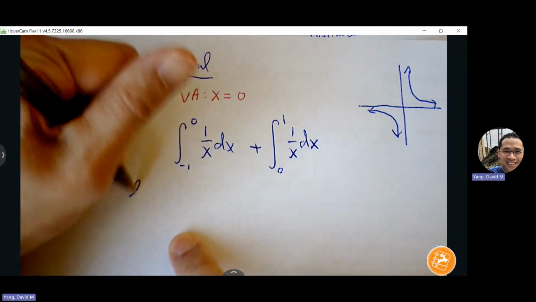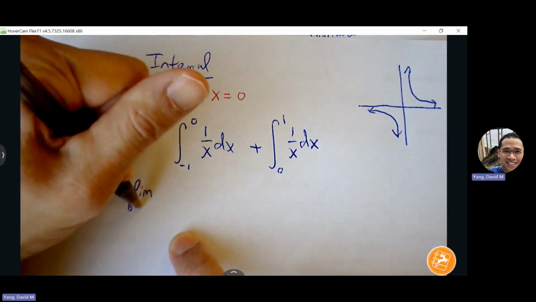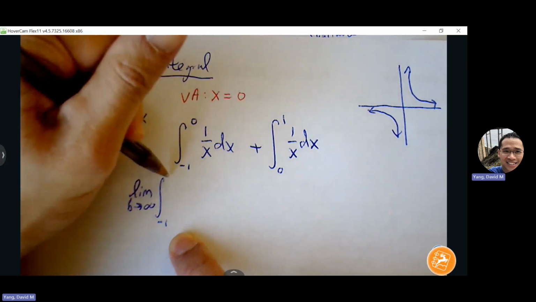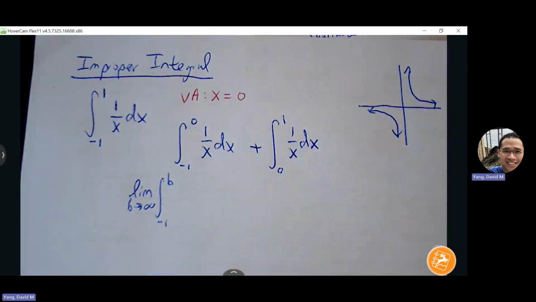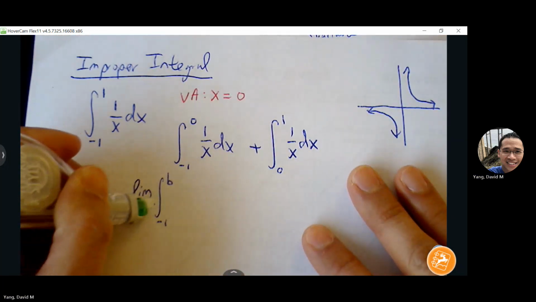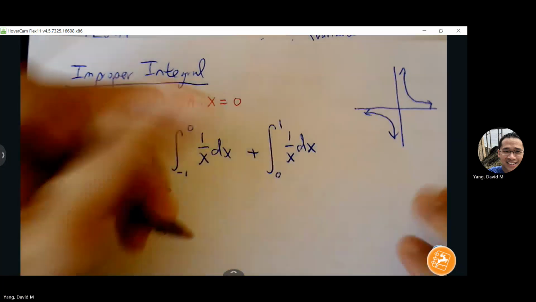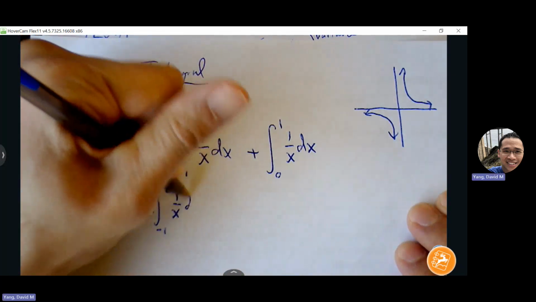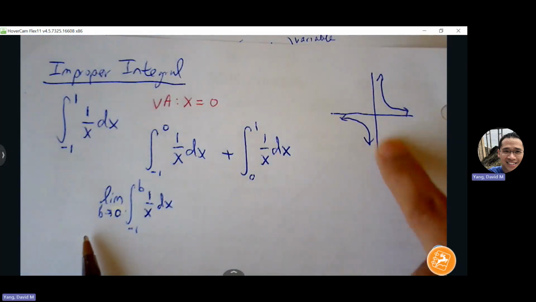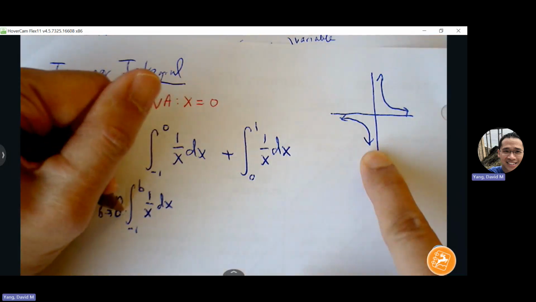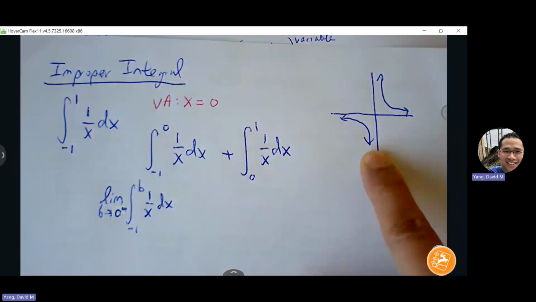So this one is going to be the limit as b approaches, sorry, the limit as b approaches the asymptote 0, of the integral from -1 to b of 1 over x dx. Now notice that this is going to be to the left of 0. So we're approaching 0 from the left side of 0, so this is going to be 0 to the left.